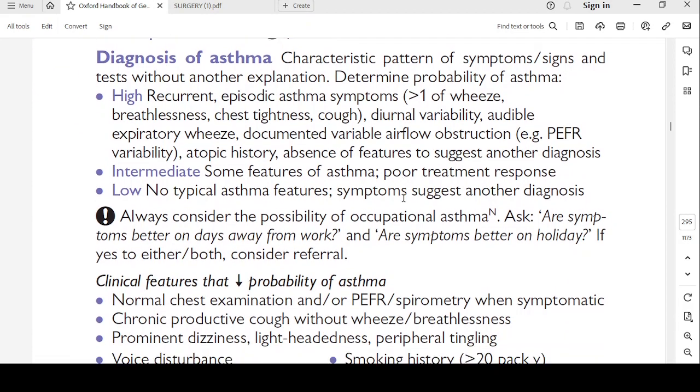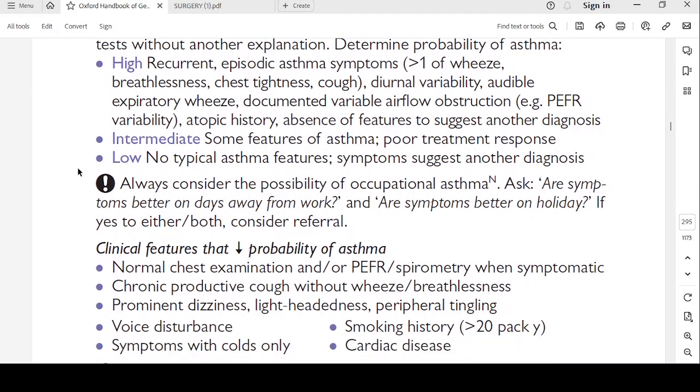Diagnosis of asthma. A characteristic pattern of symptoms and signs and tests without other explanation determine the probability of asthma. High probability: recurrent episodic symptoms, more than one of wheeze, breathlessness, chest tightness, cough, diurnal variability, audible expiratory wheeze, documented variable airflow obstruction, PEFR variability, atopic history, absence of features to suggest another diagnosis. Intermediate probability: some features of asthma and poor treatment response. Low probability: no typical asthma features, symptoms suggest other diagnosis.